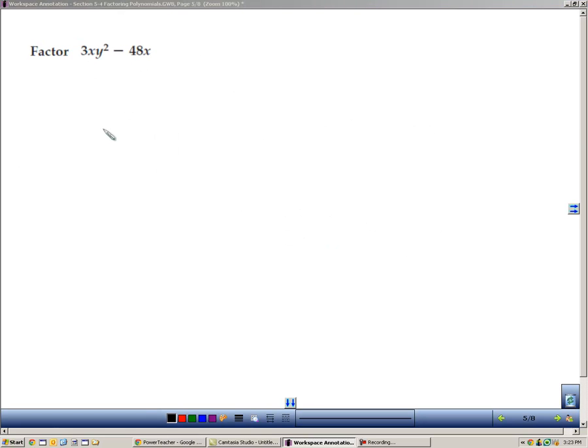Here's two terms we're asked to factor. I do have a GCF. I can take a 3 and an x out, leaving a y squared minus 16. Now look at what's in the parentheses. This is called a difference of squares.